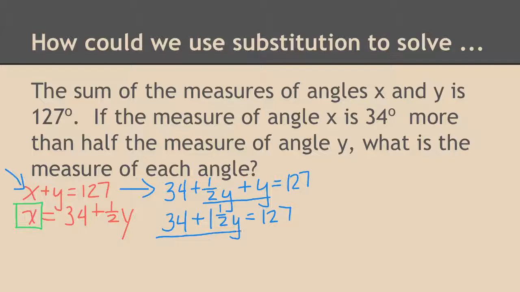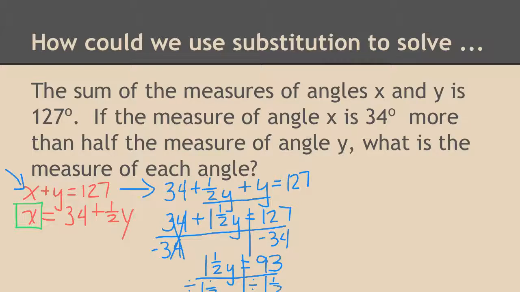Now I have a two-step equation. My first step, I'm going to take 34 off of both sides. That leaves me with 1.5 y's on one side and 93 on the other. My second step, I'm going to divide by 1.5 both sides. That will leave me y equals 62 degrees. Well, once I know what y equals, I can plug that into either equation. I think I'm going to plug it into the second one, although it doesn't matter which one I plug it into.